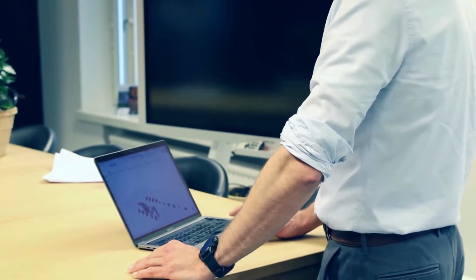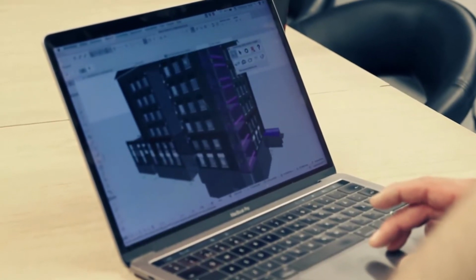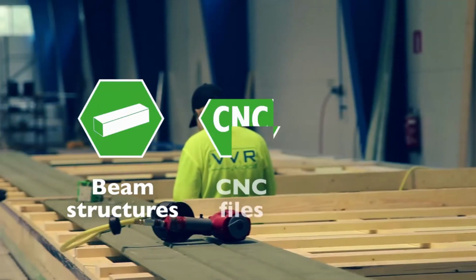ArchiFrame is a very important tool for us because we design everything that we do using ArchiFrame.